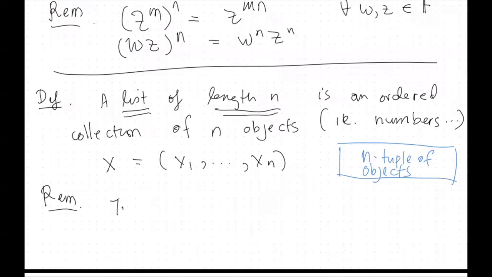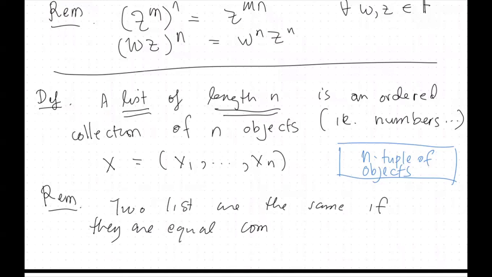So if we have two lists, or two ordered pairs, or two triples, they are the same if they are equal component-wise. This is from your ordered pairs definition in Math 101 and in your calculus. They are equal if component-wise they are equal.